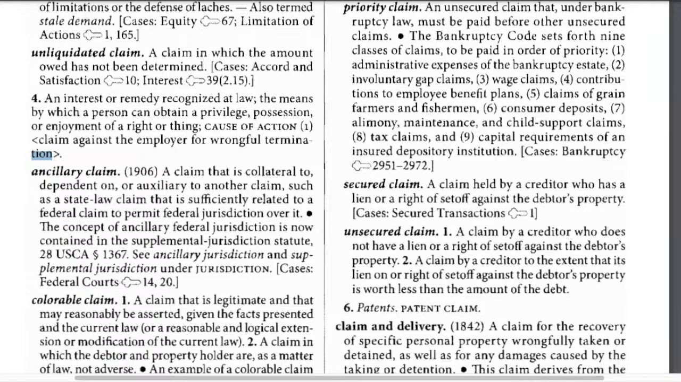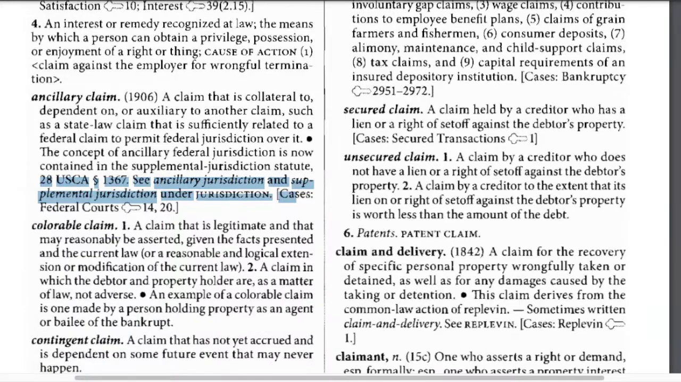Ancillary claim, 1906, a claim that is collateral to, dependent on, or auxiliary to another claim, such as a state law claim that is sufficiently related to a federal claim to permit federal jurisdiction over it. The concept of ancillary federal jurisdiction is now contained in the Supplemental Jurisdiction Statute, 28 U.S.C. Okay, we get it. We have a colorable claim.